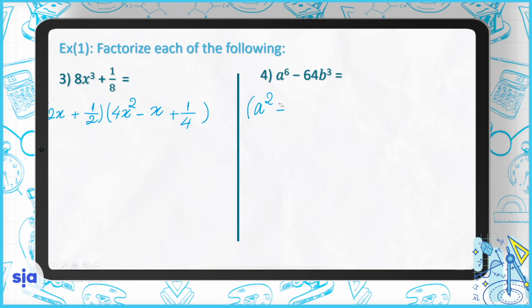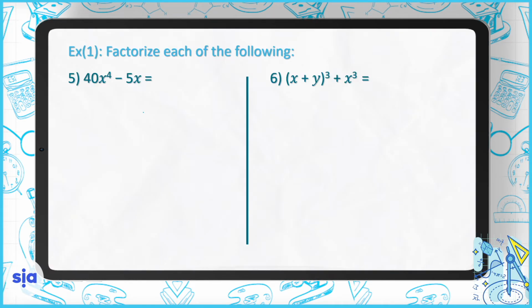Question 4. The cubic root of 64b power 3 is 4b, and then we get the second bracket as the bigger one from the first one. First one times itself is a to the power of 4. We change the sign. Then 4b times a squared is 4a squared b. Then 4b multiplied by 4b is 16b squared.